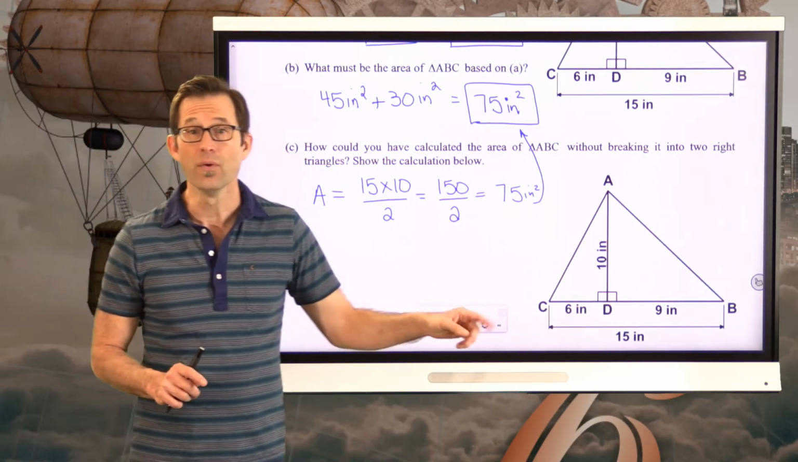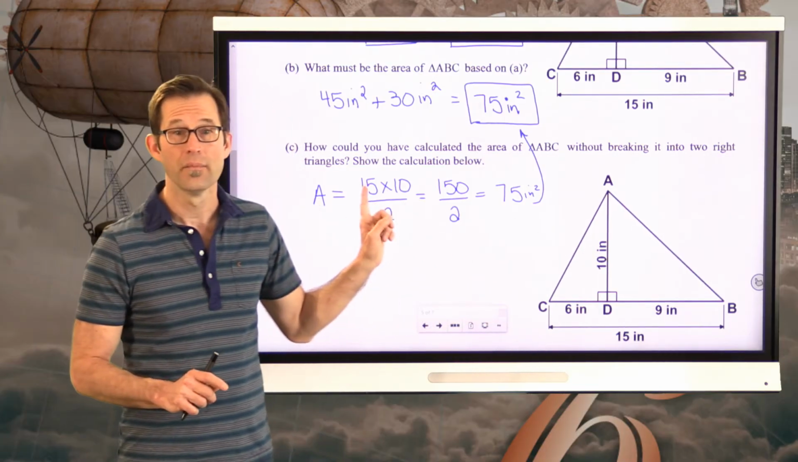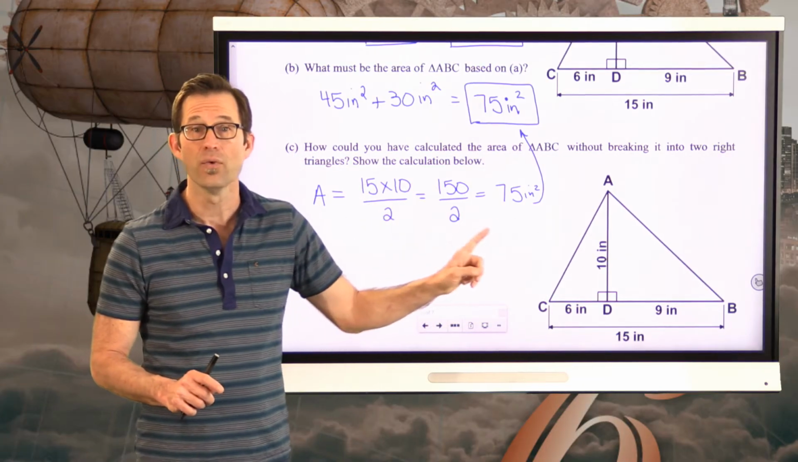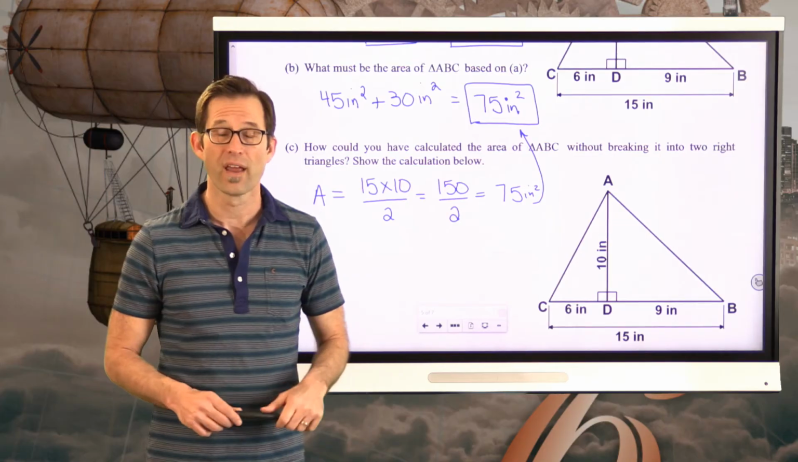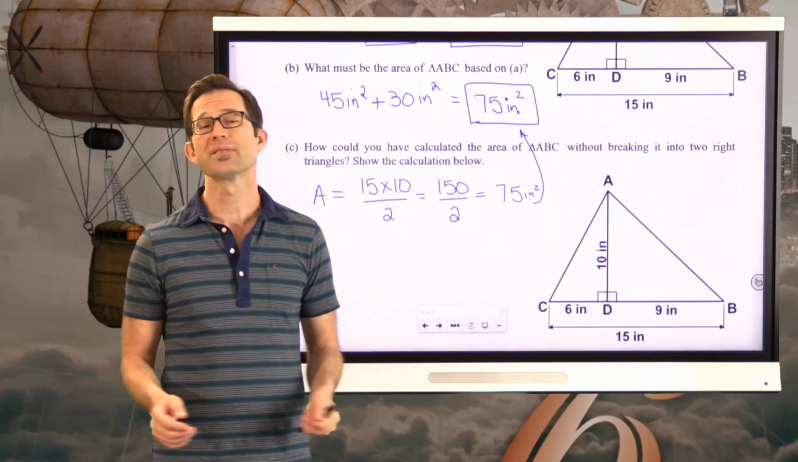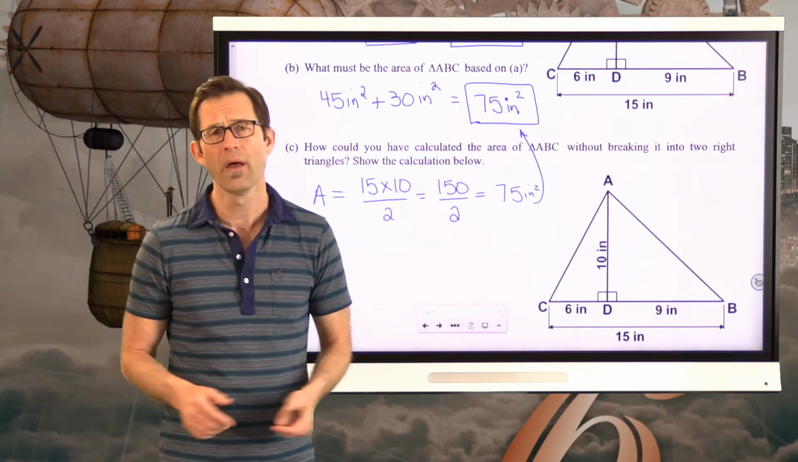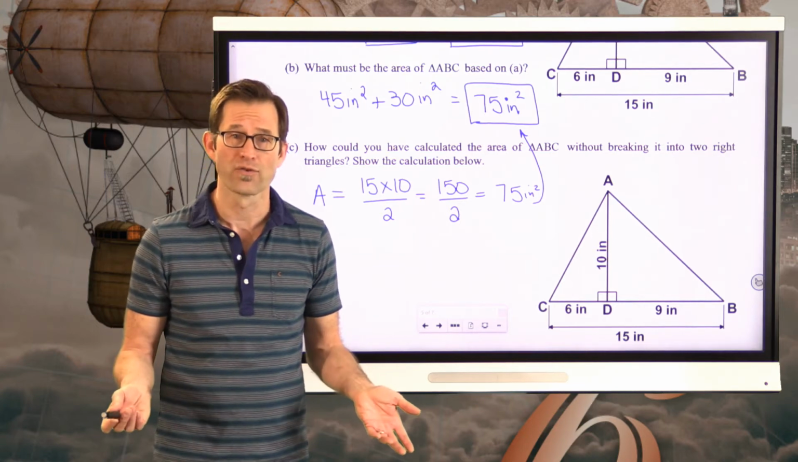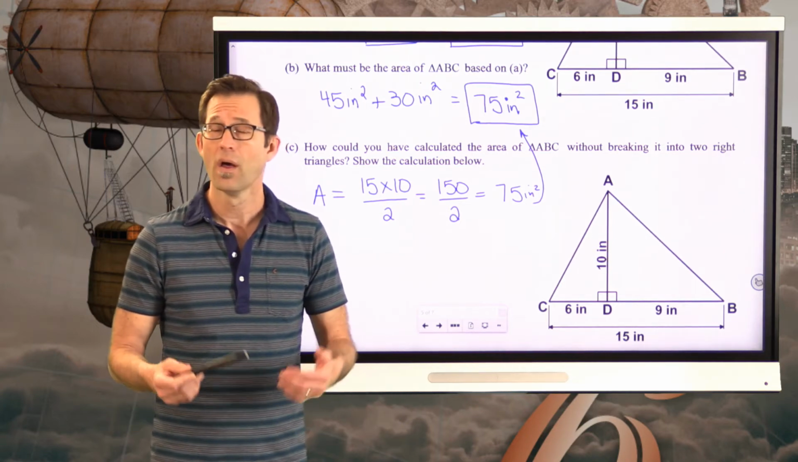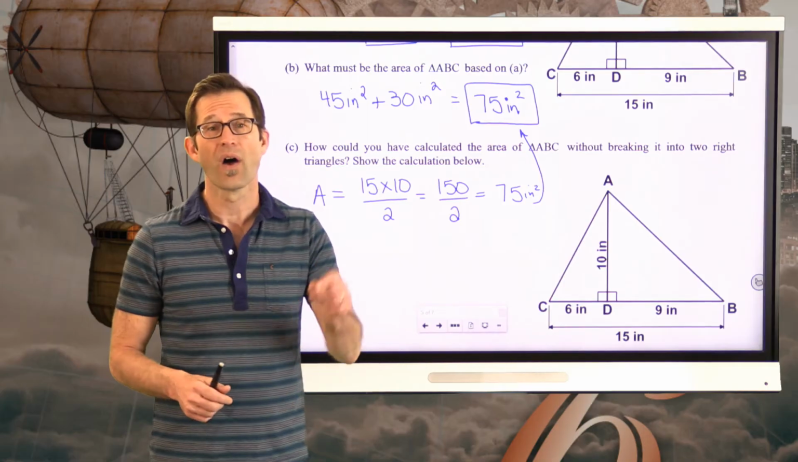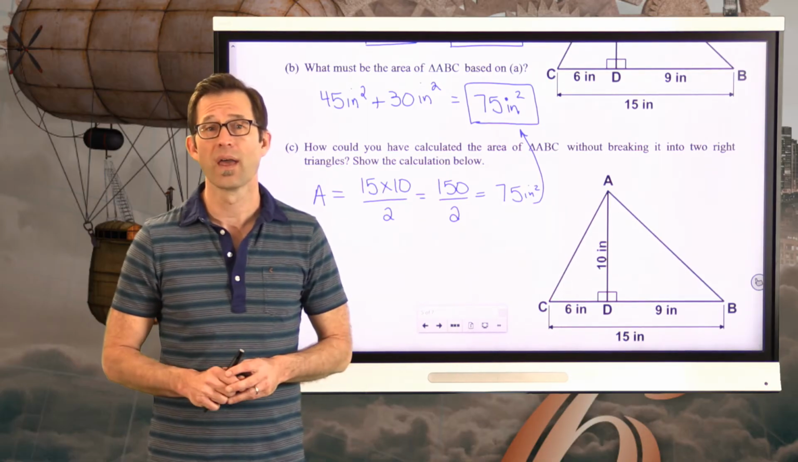And if we simply do the base times the height, and divide by 2, we still come up with the correct area, which is awesome because that means we don't have to invent a new formula to find the area of non-right triangles. It's still take the base, take the height to the base, multiply them together, and divide by 2.